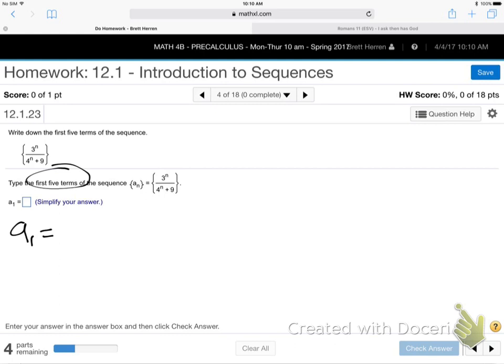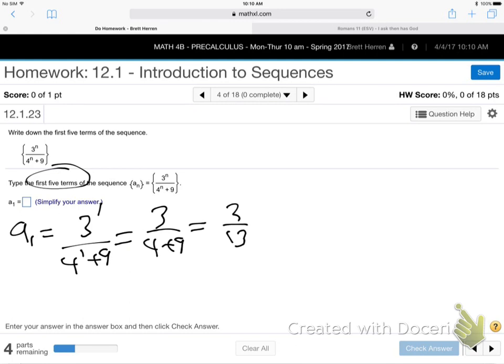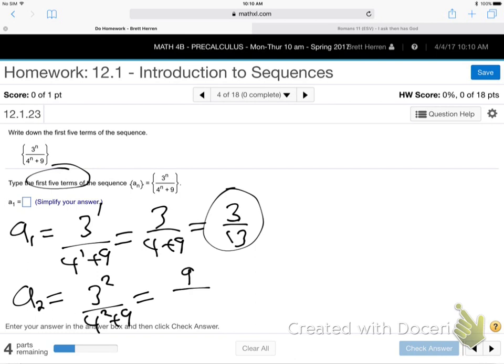So plug in 1. It's 3 to the 1 power over 4 to the 1 power plus 9. What's that? 3 over 4 plus 9. 3/13. So there's a sub 1. And then a sub 2 is 3 to the 2nd power over 4 to the 2nd power plus 9. What's that? 9 over 16 plus 9. 9/25 is a sub 2.